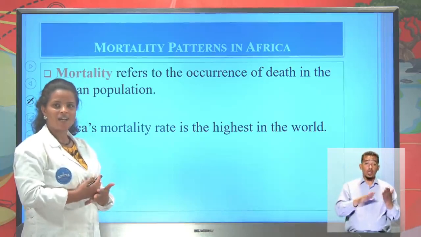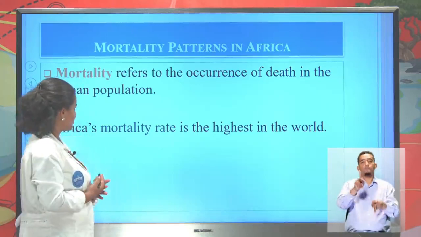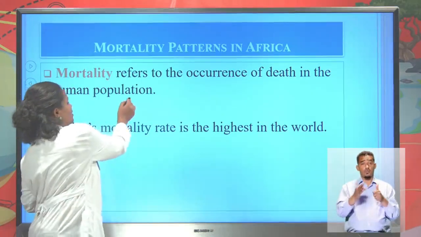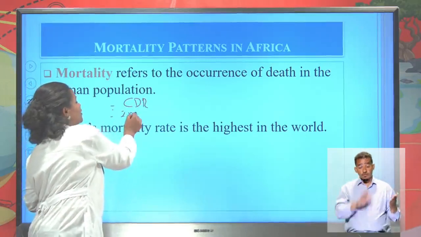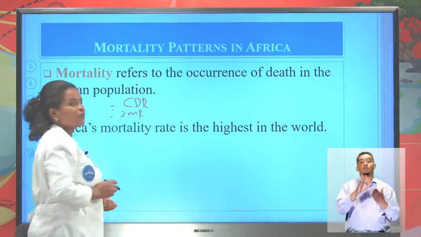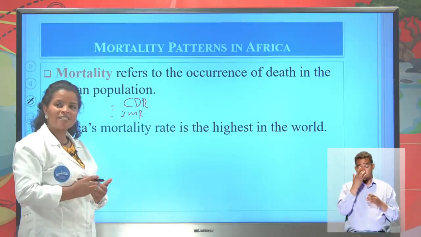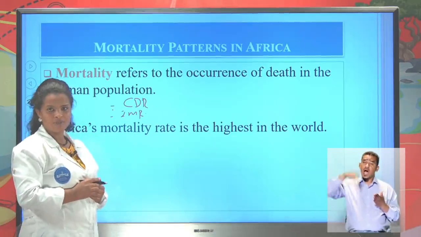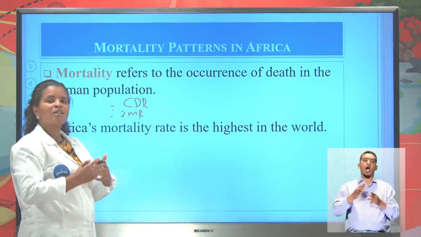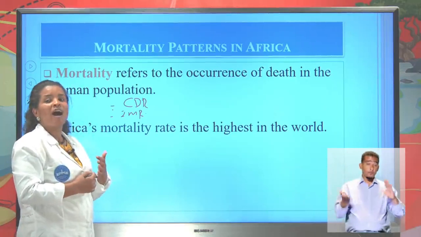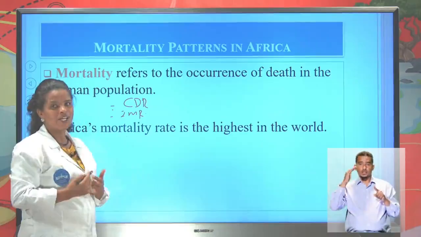Mortality generally refers to the occurrence of deaths in a given population. Measures of mortality are the crude death rate and the infant mortality rate. In Africa, the mortality rate is the highest in the world. The birth rate is high in Africa. The mortality rate of Africa is also very high, but fertility is greater than mortality.